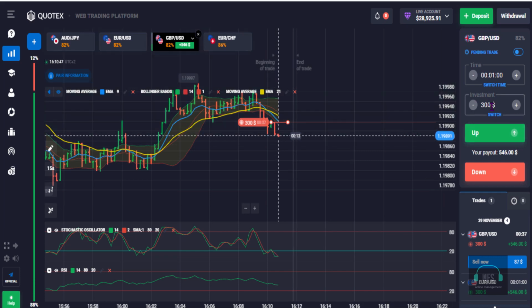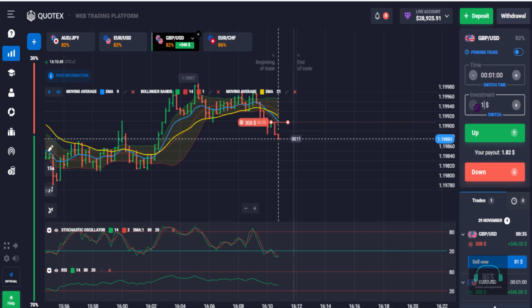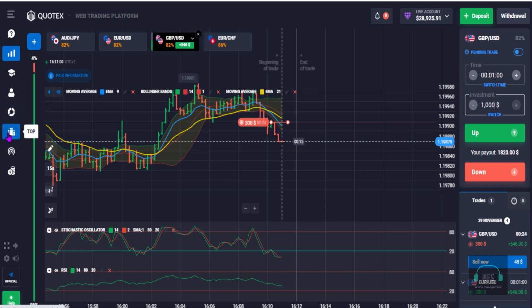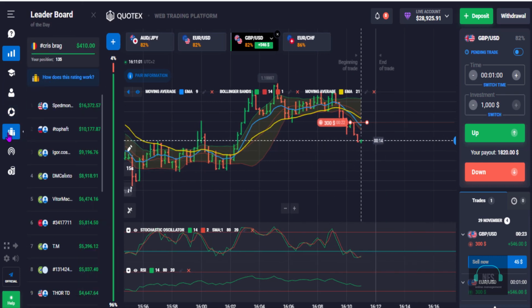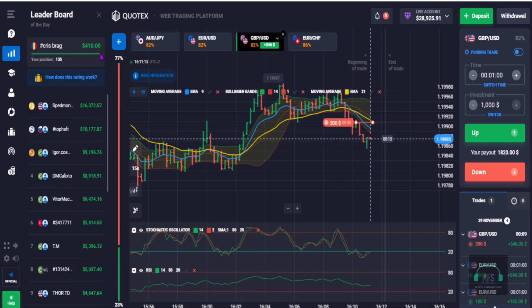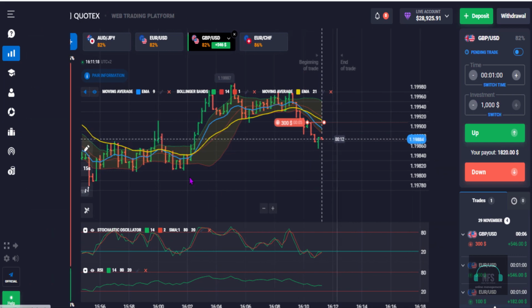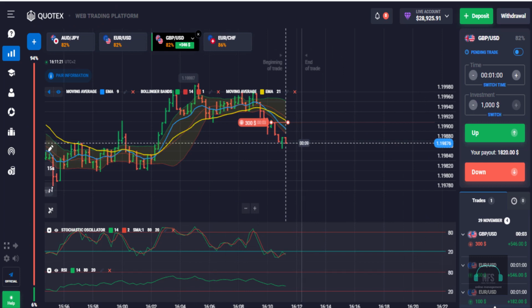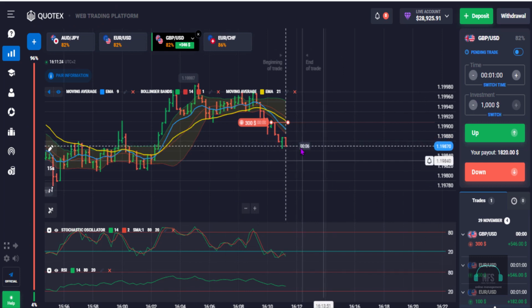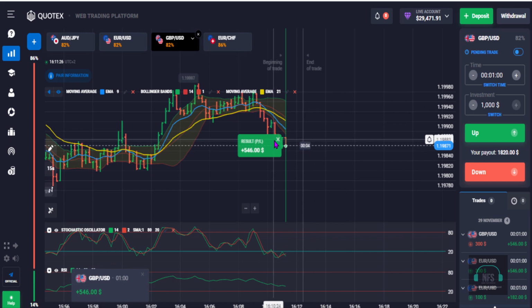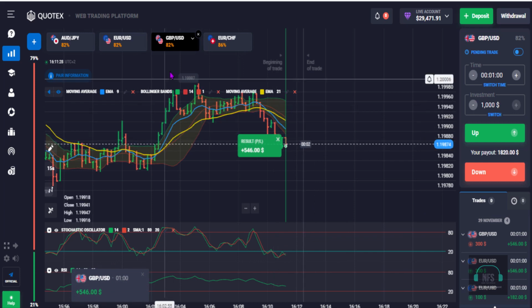GBP USD, $300 trade, and I want to place some $1,000 trades. Let's see here the leaderboard. Where is it? The leaderboard. And as you can see, I have $400 profit. So let's see what is happening with this trade. It will be in the money for sure. Here we go. Nice, nice.